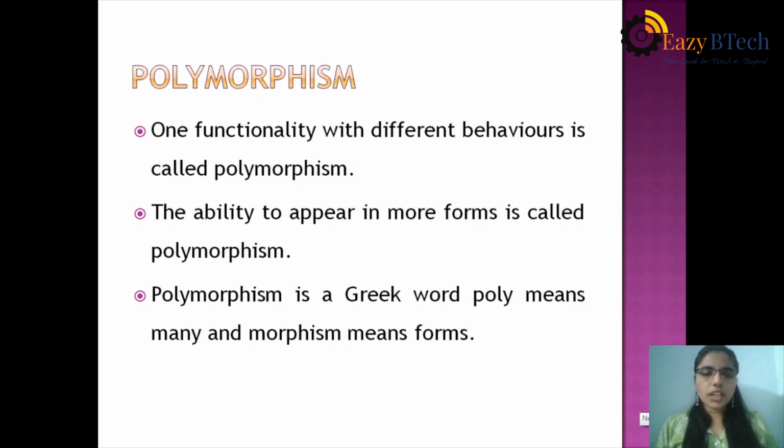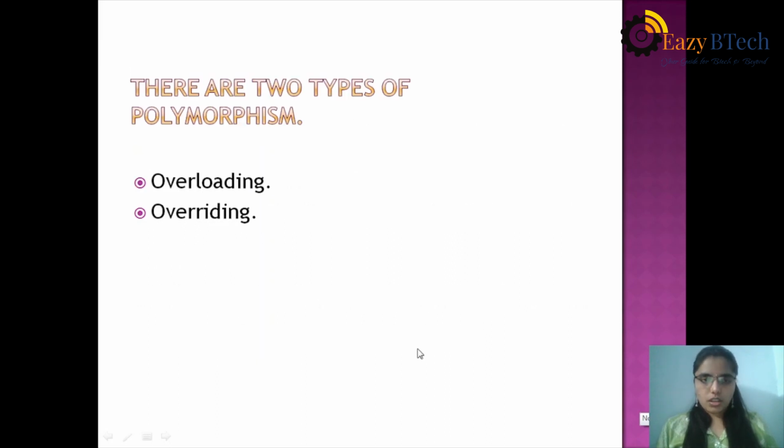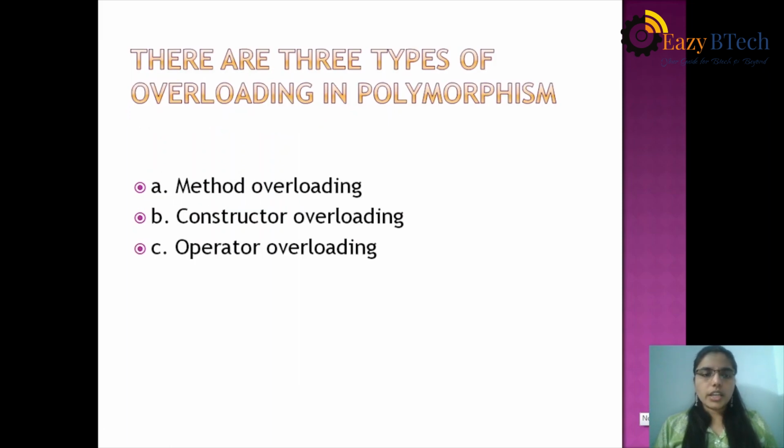Actually, polymorphism is taken from a Greek word: poly means many and morphism means forms. So there are two types of polymorphism. What are they? Overloading and overriding. In overloading, three types are there. What are they? Method overloading, constructor overloading, operator overloading.